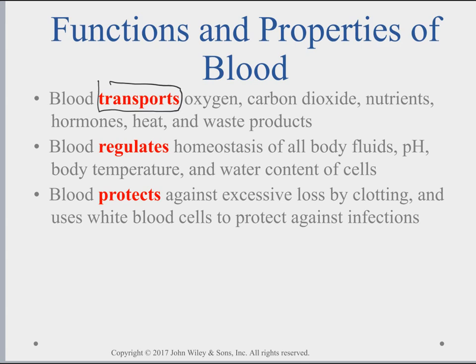It's going to protect, which is our third and last function. It protects against excessive blood loss by forming clots. Those thrombocytes, those platelets that we saw, are going to form clots, preventing blood loss. And it's going to set up our immune system. So those white blood cells are going to be there to protect us against foreign invaders and infections, any type of pathogen that aims to do us harm.